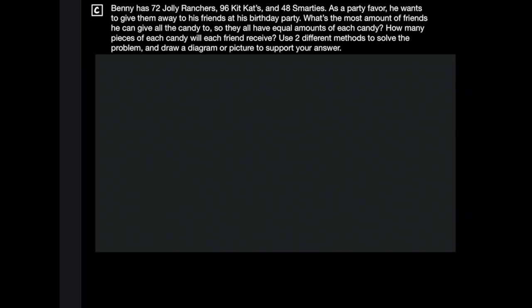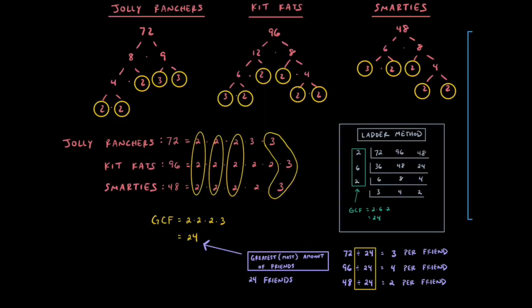Here's the final example of the lesson. Pause the video now and read the question carefully to yourself. When you're ready to check your answer or you need a hint, feel free to unpause the video and check it out. Since the directions did say to use two different methods, I chose to use the prime factorization method and the ladder method. I chose not to use the listing method because it would take way too much time to list all the factors of 72, 96, and 48.